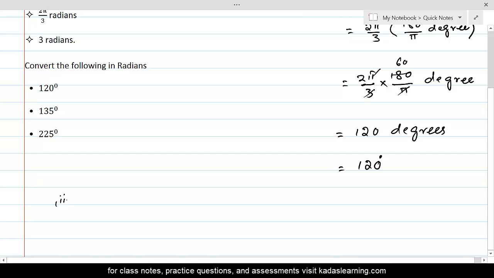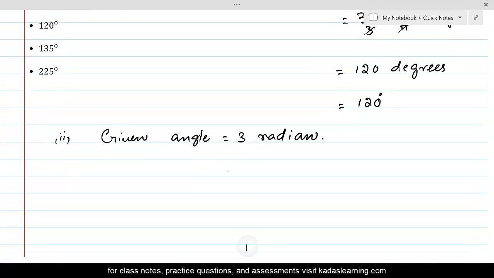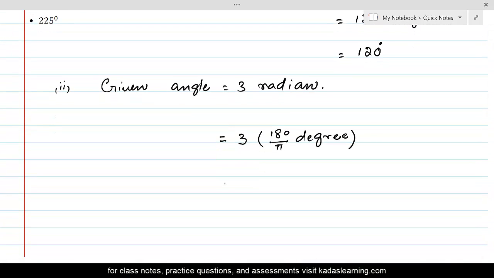For question number 2, we are going to convert 3 radians. So the given angle is equal to 3 radians. This time there is no pi given, but we are going to write the amount of angle as such, and write the equivalent of radian, which is 180 over pi degrees, just like before. But because this time pi is not present in the amount of angle, we might need to use the calculator to divide 180 by pi.